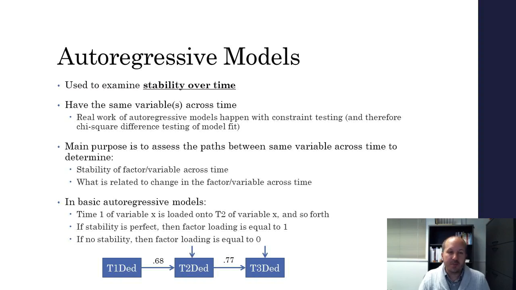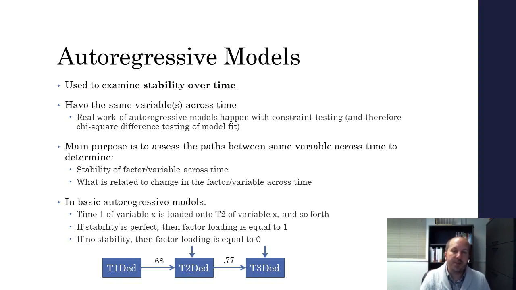So again, with autoregressive models, the main purpose is to assess paths between the same variable across time in order to determine the stability of that factor or that variable across time. And when you're looking at covariates, what is related to change in those variables across time? In the most basic autoregressive models, you're just going to be looking at the association between time 1 of some variable with time 2, and then time 2 with time 3, time 3 with time 4, and so forth. So we're not going to be looking at time 1 on time 3, or time 1 on time 4, or time 2 on time 4. We're just looking at that path in between each segment of time.